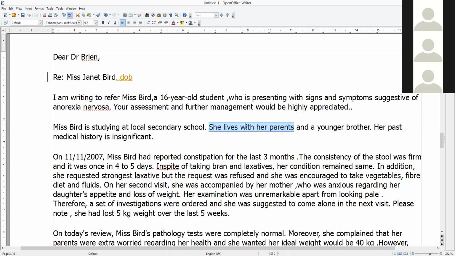So she is 16 and she lives with her parents. Well, really, who would have thought so? Don't need it.